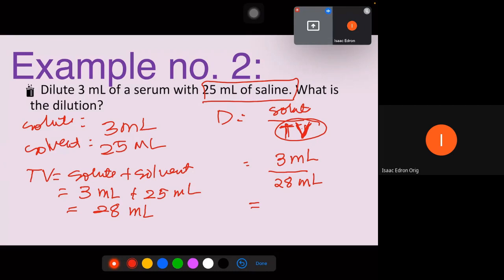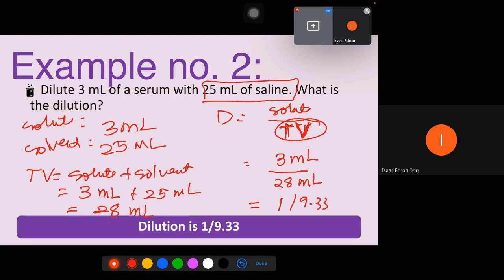So, 3 over 28 is actually 1 over 9.33. Okay, so 1 over 9.33. So the dilution is 1 over 9.33. Okay, so gets nyo na guys. Basta dilution ha, solute over total volume.